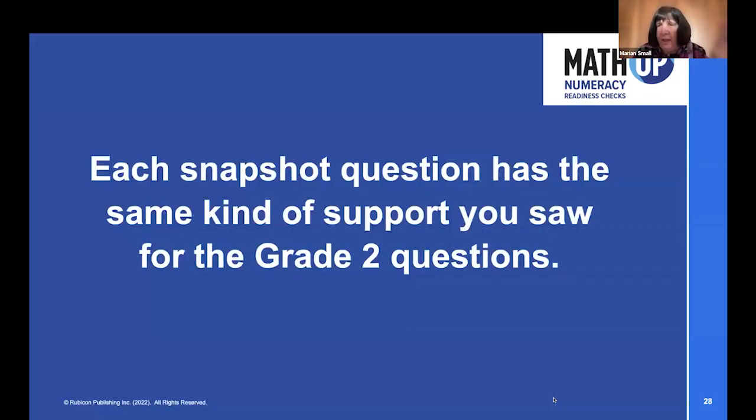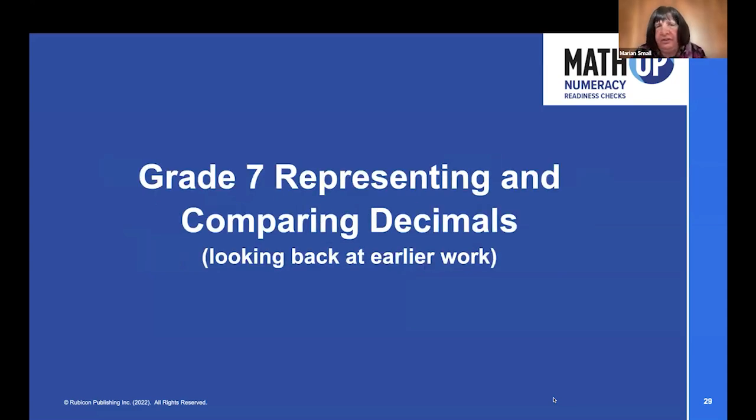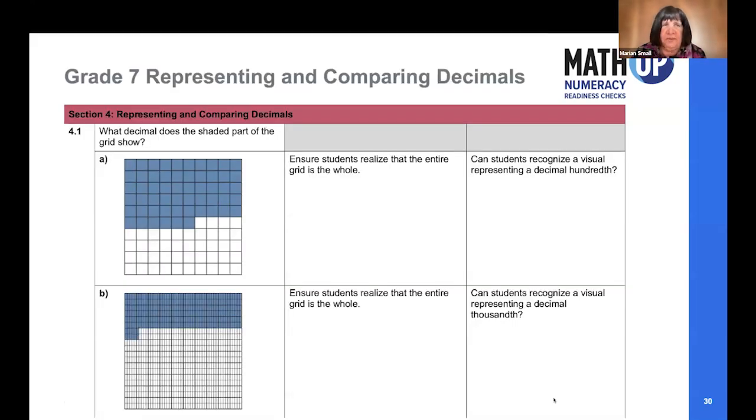Again, it has all the kinds of supports I showed you for the grade 2 questions. One thing I didn't say here is that there's a summary that says, if I saw this score, I wouldn't be panicked. If I saw this score, I might worry a little more. And I'm just going to show you, so you can see it's the same for all the grades. For grade 7, we're looking at grade 6 work.